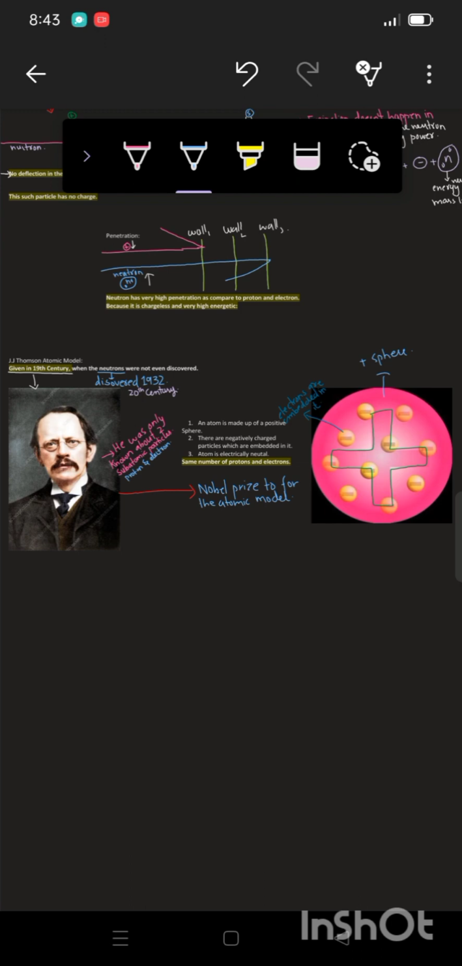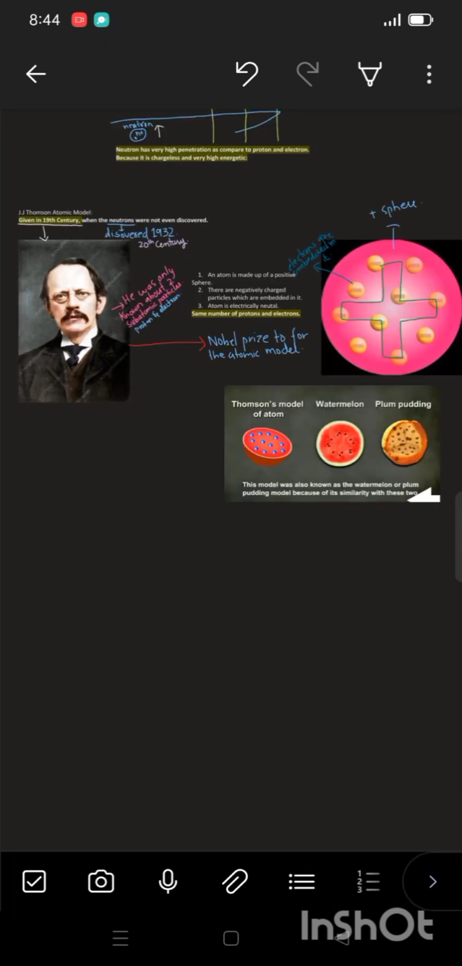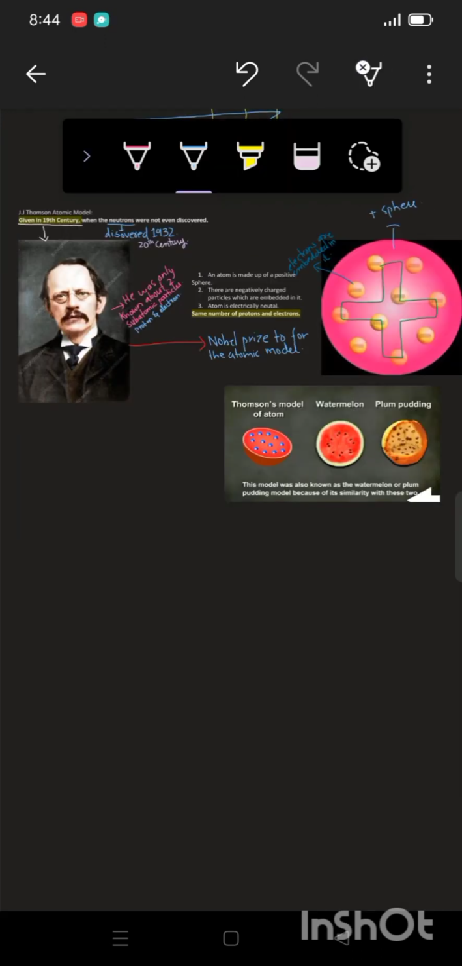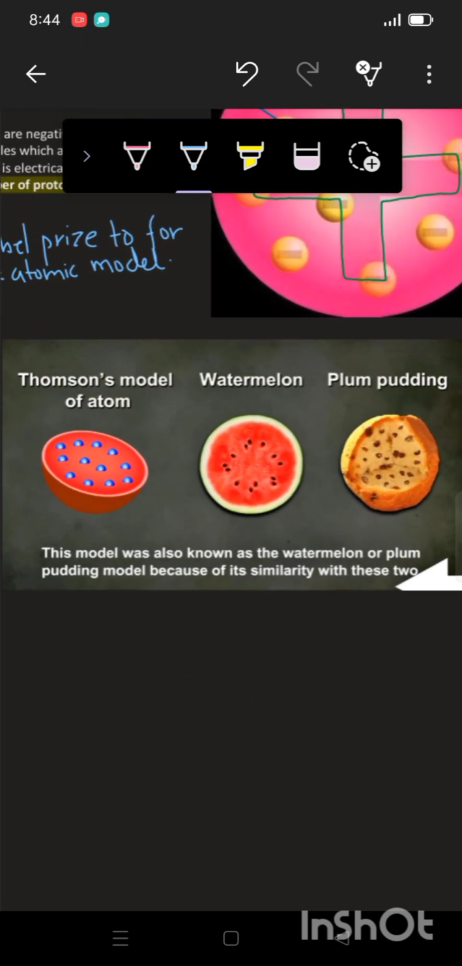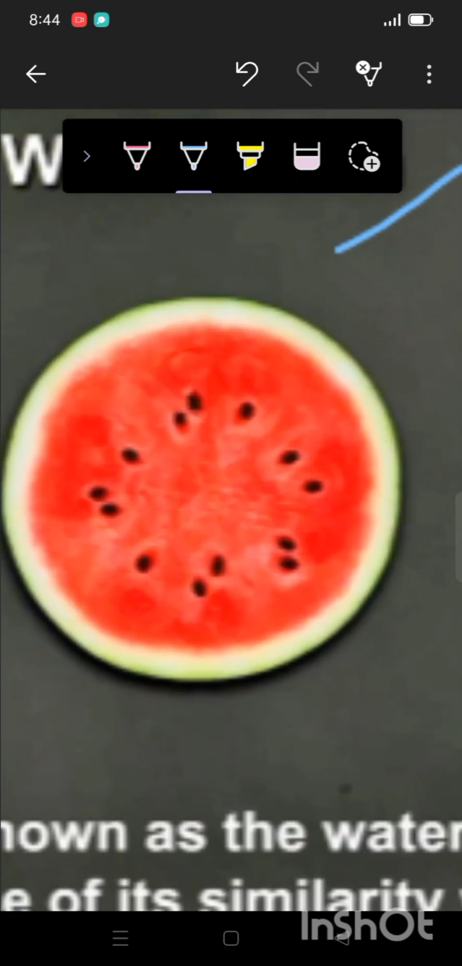What were those big things? Let me show you. As you can see in this picture, he has compared his atomic model with two big things, which are watermelon and plum pudding. His atomic model is known as the plum pudding model, or you can say the watermelon model.